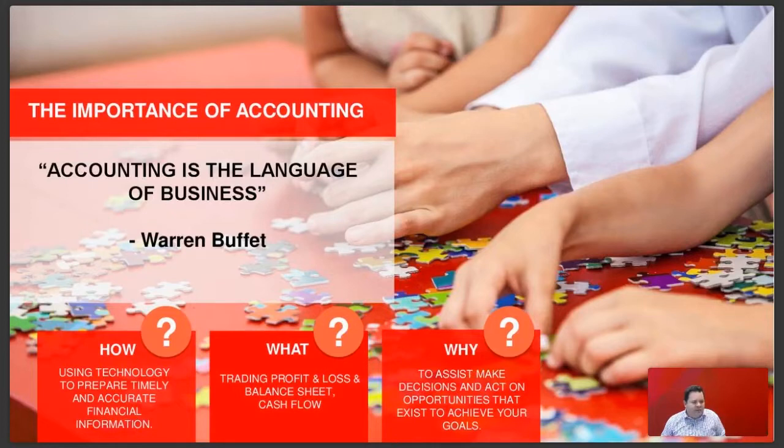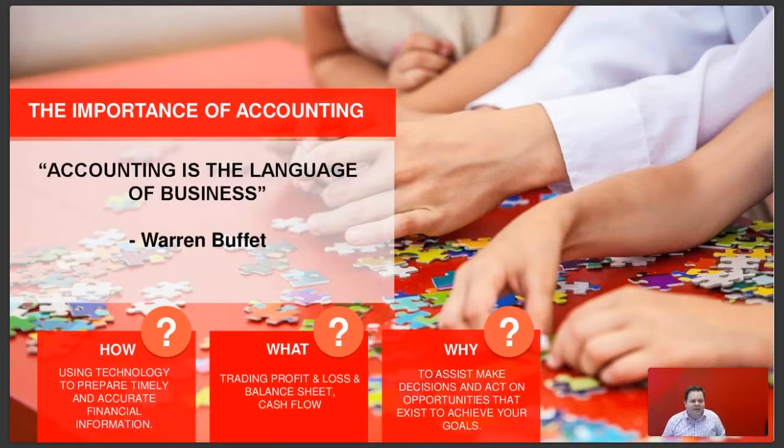So how do we get the accounting reports into ship-shape form? We use the technology to prepare timely and accurate financial information. I touched on that in the slide before. Using cloud-based systems will get you real-time data. With desktops, there might be an element of manual data entry, but if you're on top of it, or your bookkeeper's on top of it, you can get as close to real time as you can. Now, what can you deliver out of your accounting package? You look at your trading profit and loss position, a balance sheet, and then your cash flow.